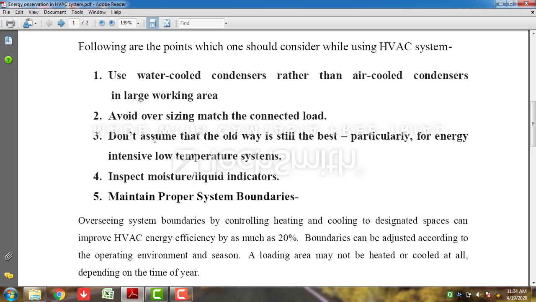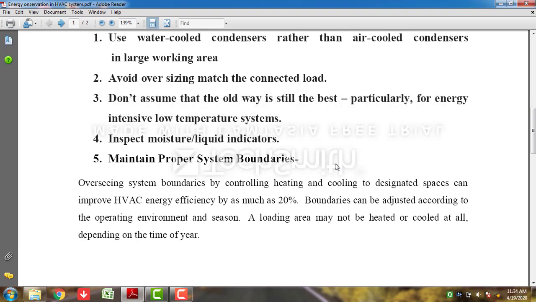Next point, don't assume that the old way is still the best, particularly for energy intensive low temperature systems. As far as old systems are concerned, there are old air conditioners and old heating applications. We know that day by day advancement is going on. Initially, whenever we were going to purchase an application like a refrigerator or air conditioner, 10 or 15 years ago there was no 3-star or 5-star rating.